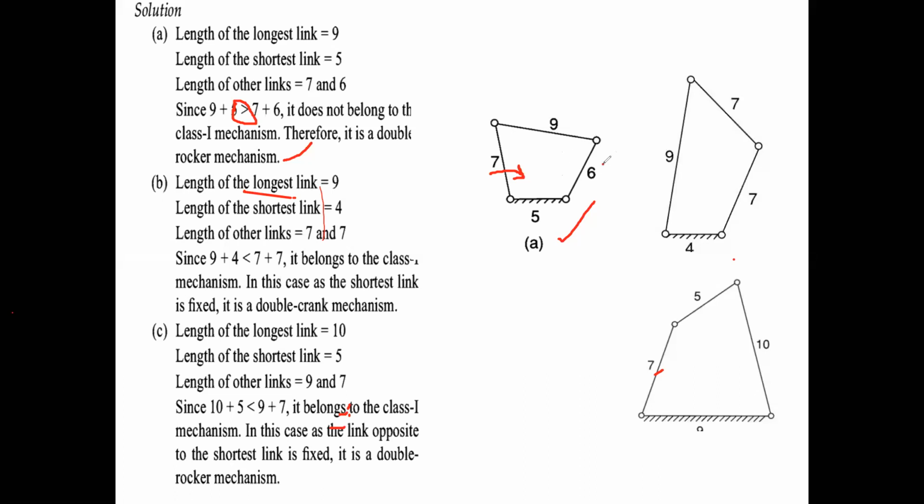Next time you may also consider the input as link length 6. Again you turn link 6, and again you achieve the same type of mechanism. That means you achieve only rockers, only the double rocker mechanism. Double rocker mechanism is arrived.